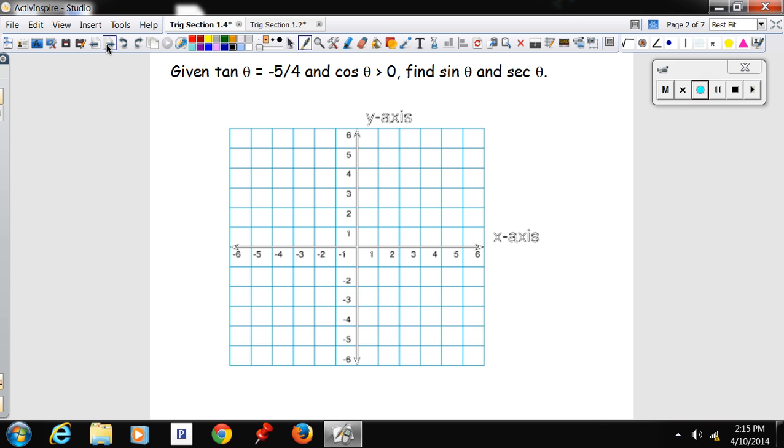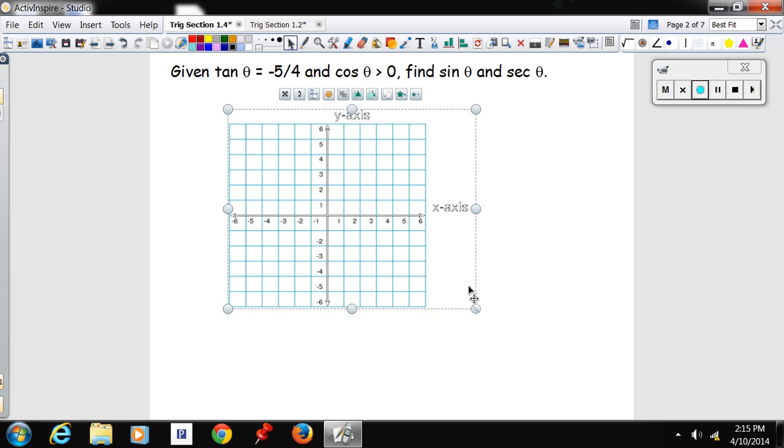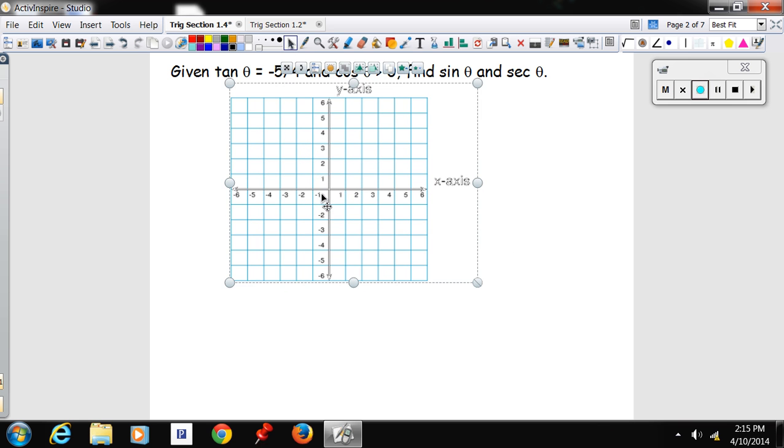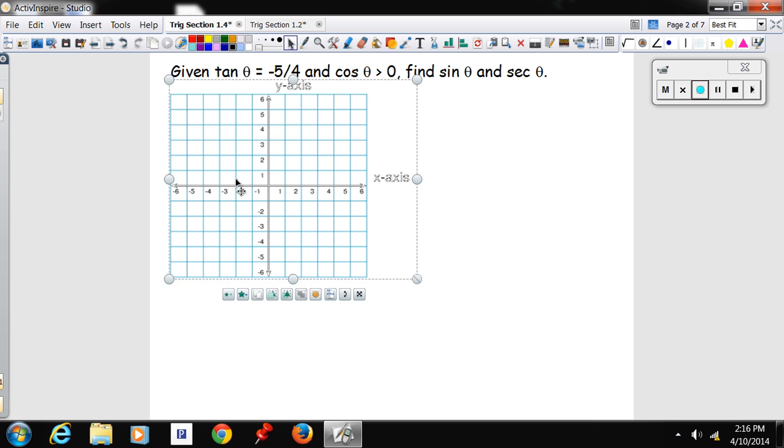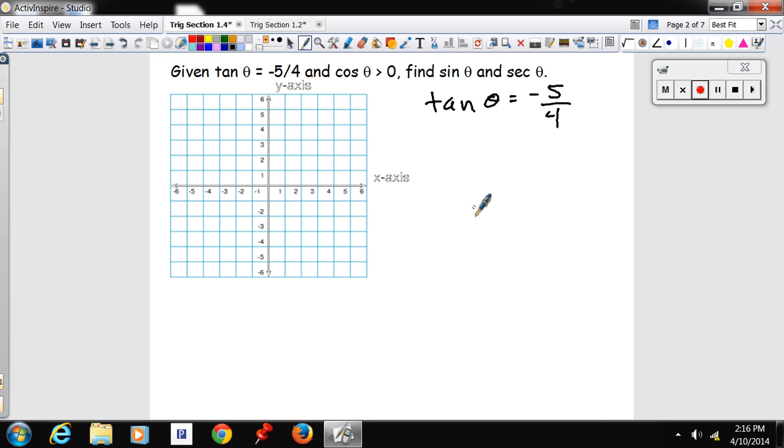Here's what I was talking about. Here's 2 clues. Let me just make this a little smaller so I can move it up. You can see it a little better. Now, tangent is negative 5/4. Okay, so let me write that over here. Tangent of theta is negative 5/4. It also tells me, that's one clue, it also tells me cosine is greater than 0.